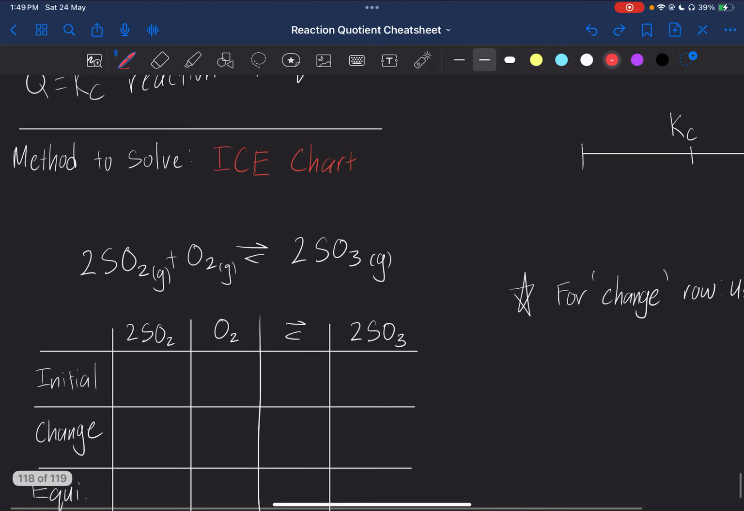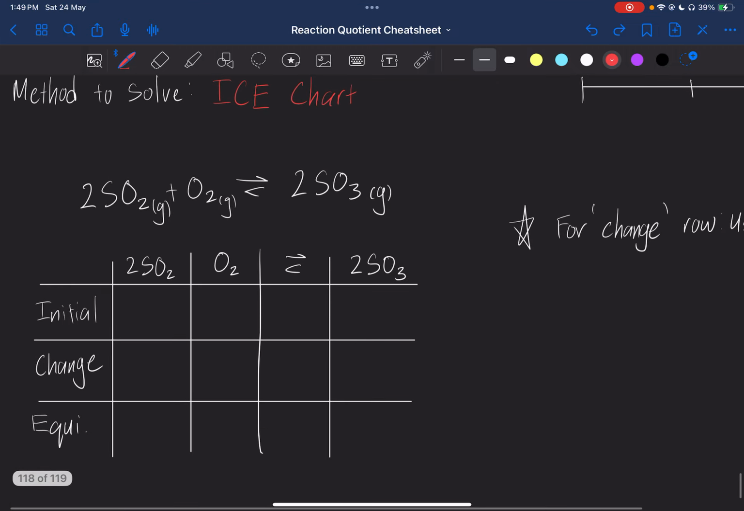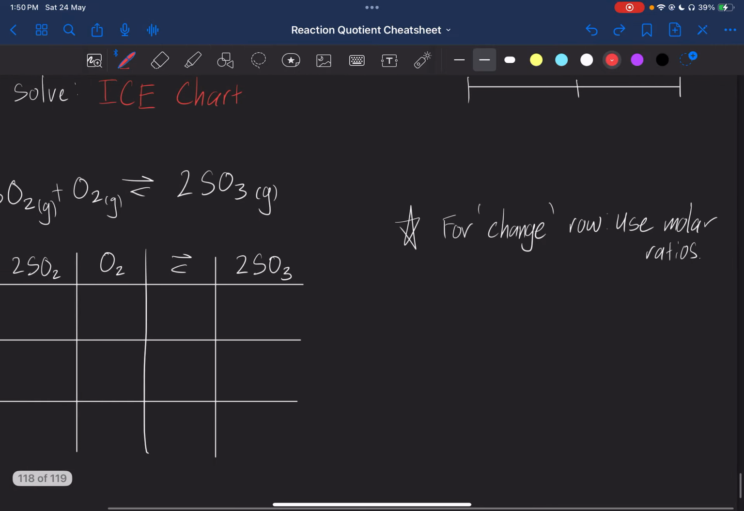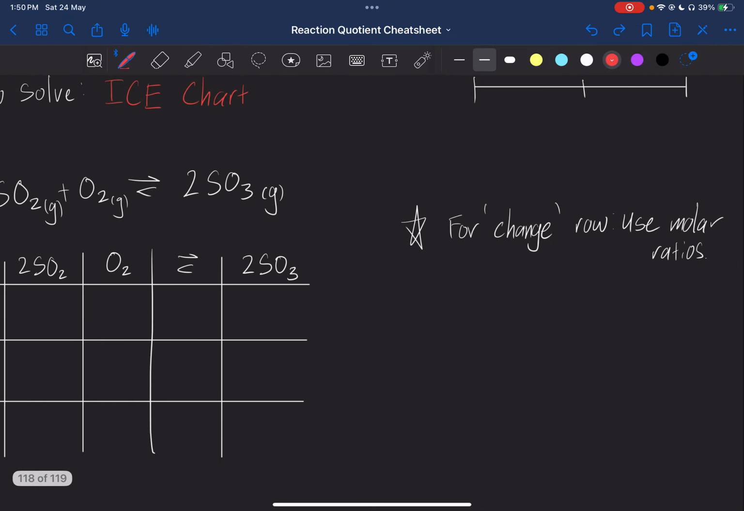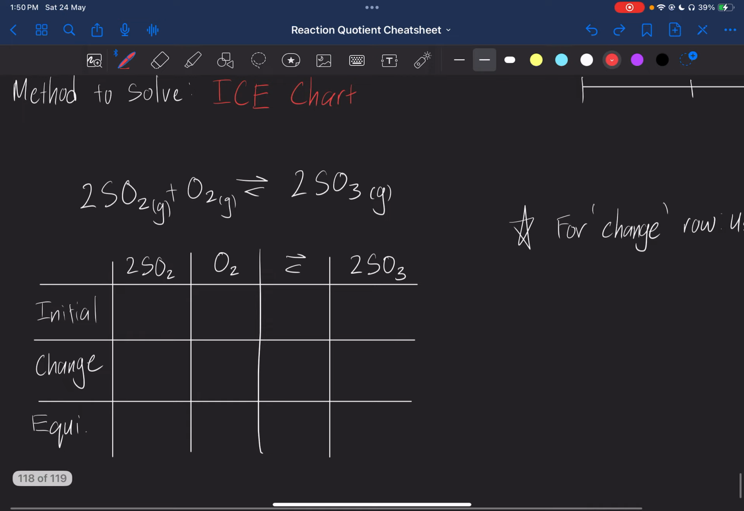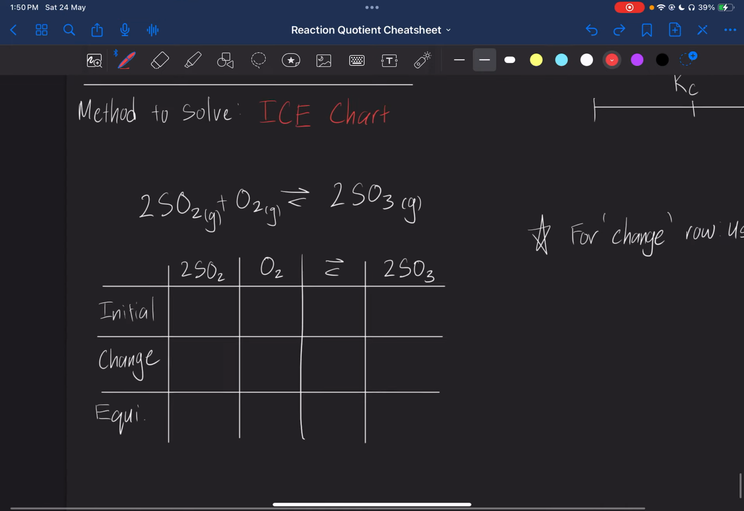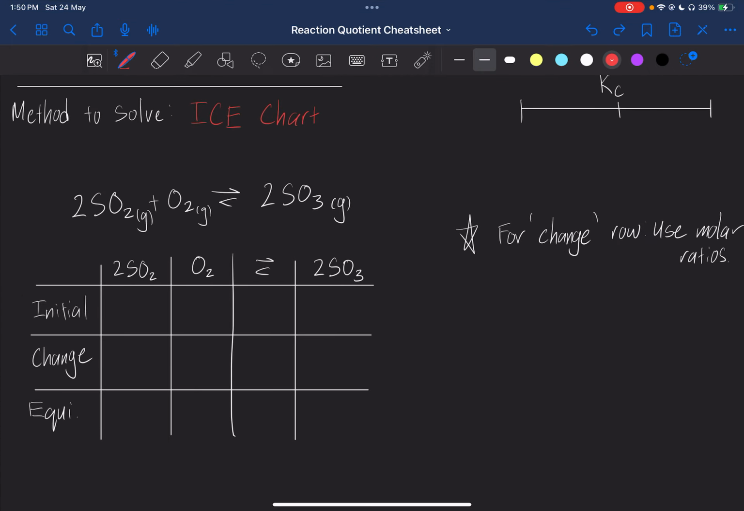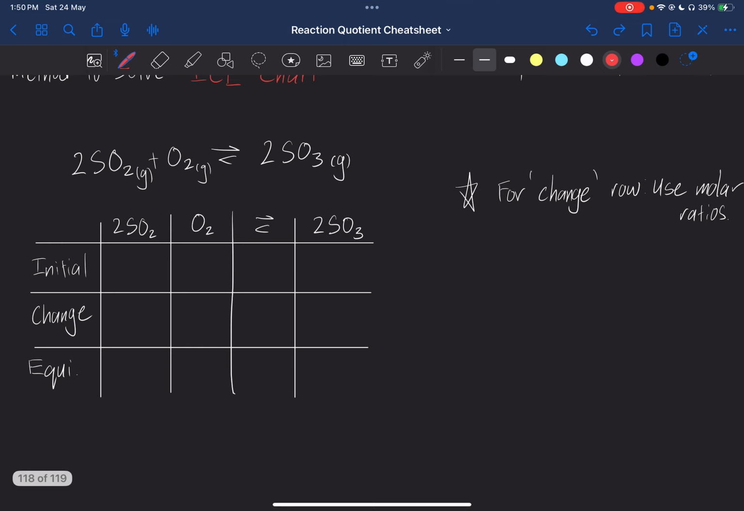This is an example reaction right here. And over here, you can see I put an important note: for change, use the molar ratios, because this is really important. We've learned this in the stoichiometry unit, in balancing equations and using mole ratios. And what I mean by this is, let's assume that the reaction is a forward reaction over here.